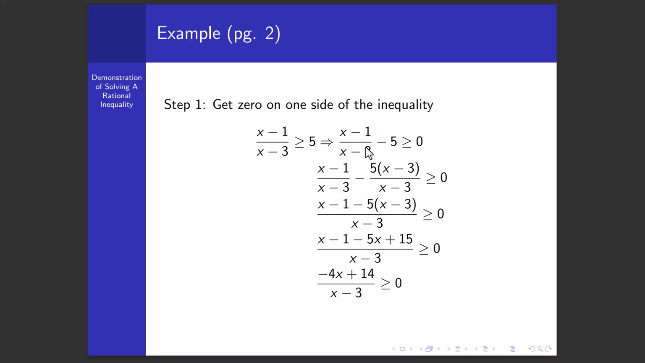So our first step is to get a common denominator. Our second step is to combine the numerators. Our third step would be to distribute the negative 5. And then our last step would be to combine like terms. And as you can see, we have negative 4x plus 14 divided by x minus 3, and that is greater than or equal to 0. And that is the form that we want before we continue: a rational expression, an inequality, and a 0.